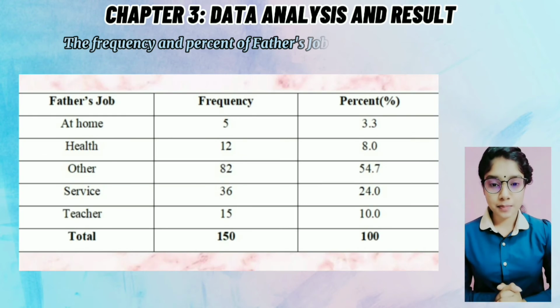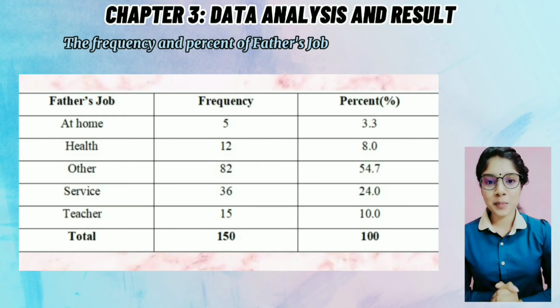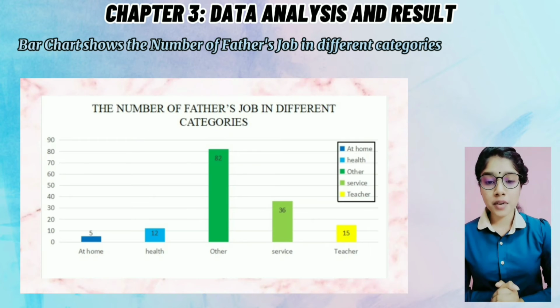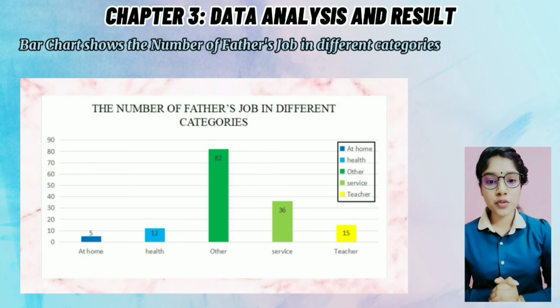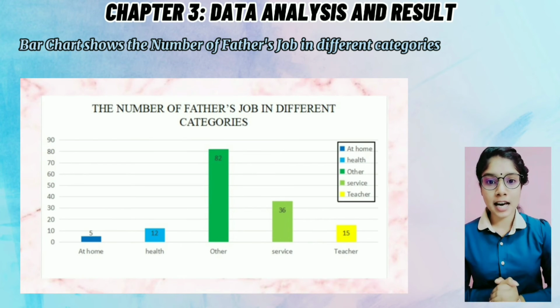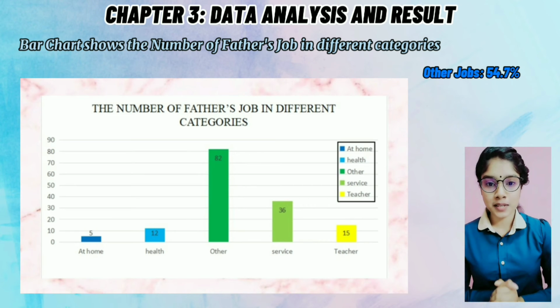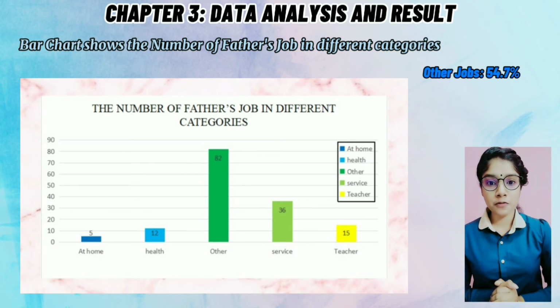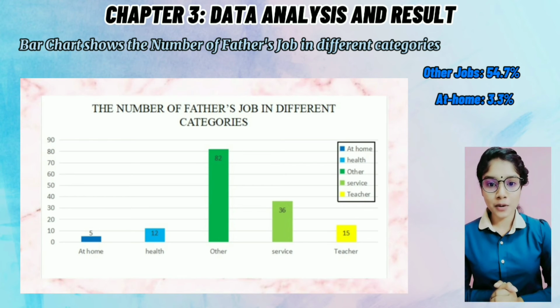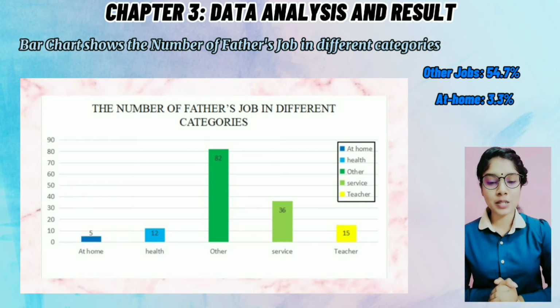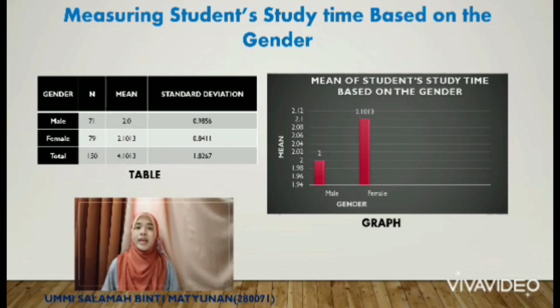Next, the bar chart shows the number of fathers' jobs in different categories. From the graph above, we can say that the majority frequency for father's job is other. It states that 82 students, representing 54.7%, and the lowest frequency of father's job is at home with 5 students, representing 3.3%.